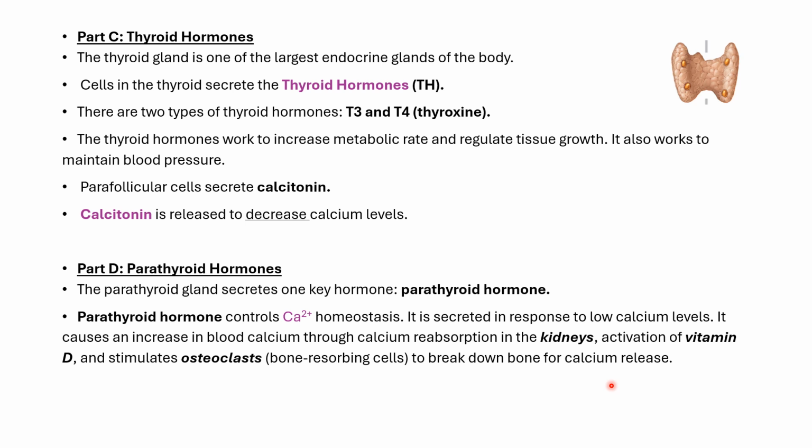And then it also stimulates the bone cells, the bone-eating or bone-resorbing cells, which are known as osteoclasts. When the bone is eaten by these cells, the calcium is released into the blood, because their primary purpose is to maintain the level of calcium in the blood. This is parathyroid hormone.